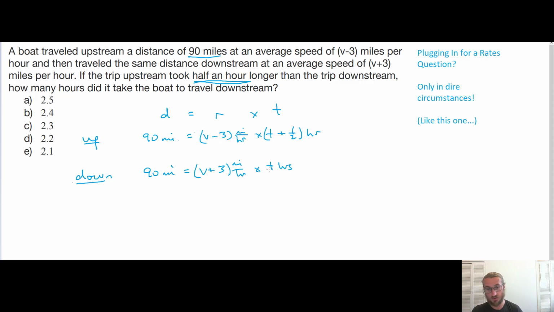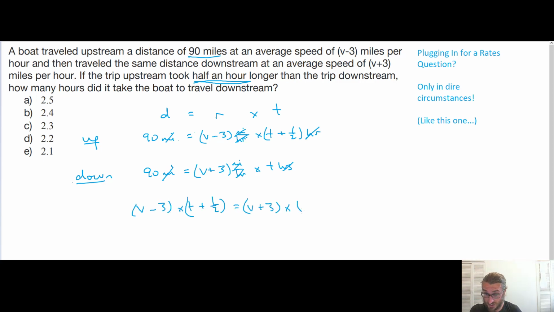So we don't actually need to write the bracket there. So just double check all your units. If all of your units cancel out for a rates question, then you know that you can proceed. If they don't cancel out, then you have to adjust something. In this case, it's fine. What we can do, of course, the 90 miles and the 90 miles are the same, so we could set these equal to each other. Essentially, we're going to end up with a statement like this: v minus 3 times t plus 1/2 is equal to v plus 3 times t, okay?